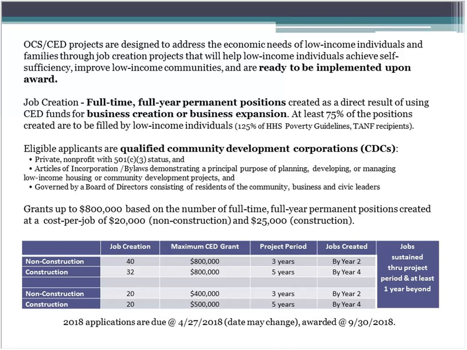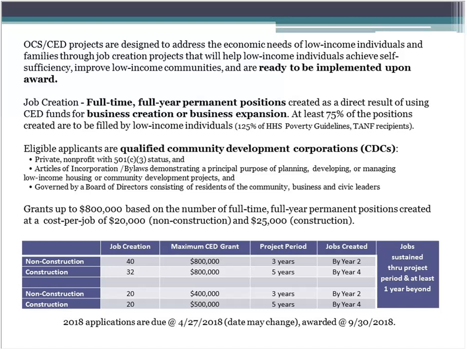And for OCS, job creation refers to full-time, full-year permanent positions created as a direct result of using CED funds for business creation or business expansion. At least 75% of the positions created are to be filled by low-income individuals, which OCS defines as 125% of HHS poverty guidelines or TANF recipients. Part-time and seasonal jobs do not count.